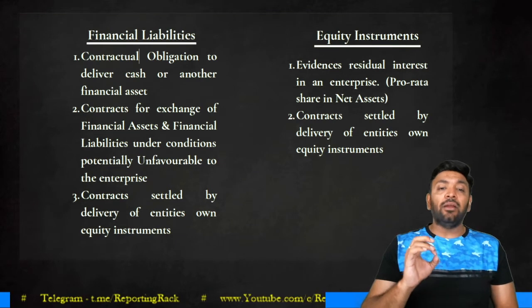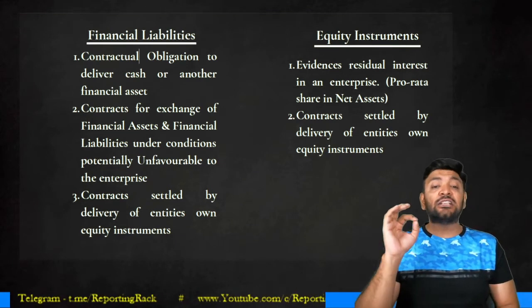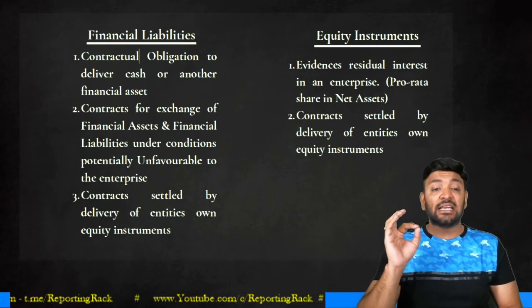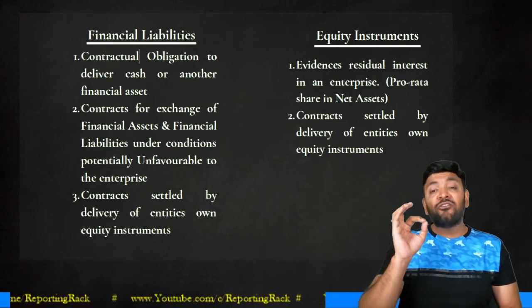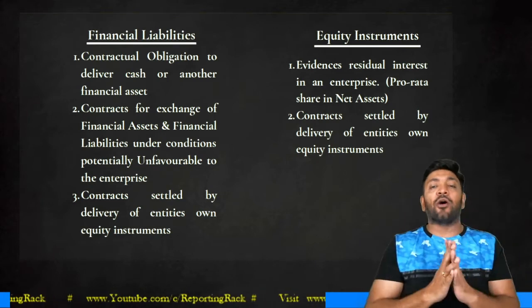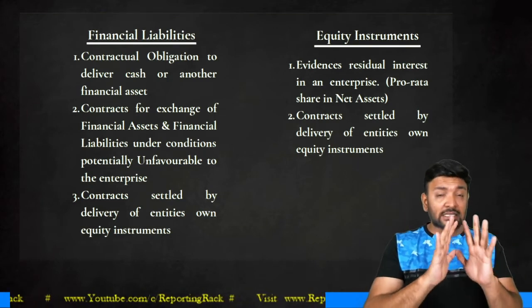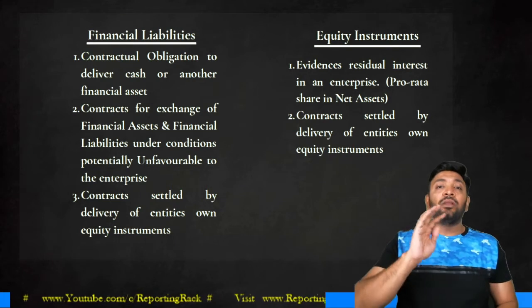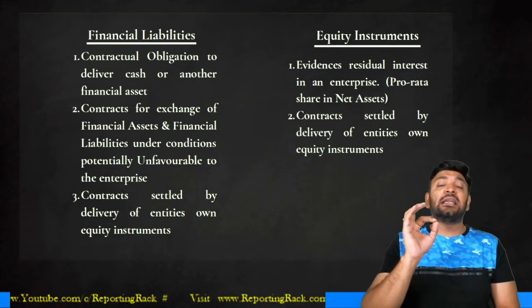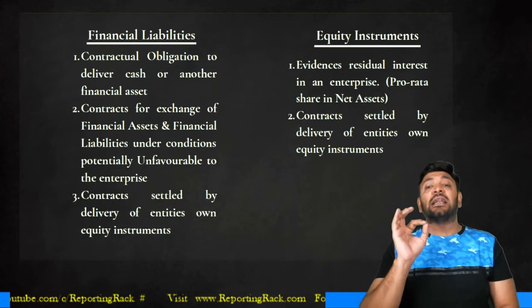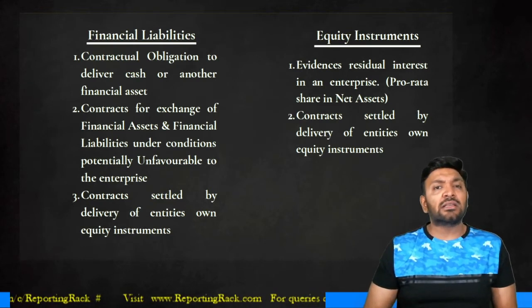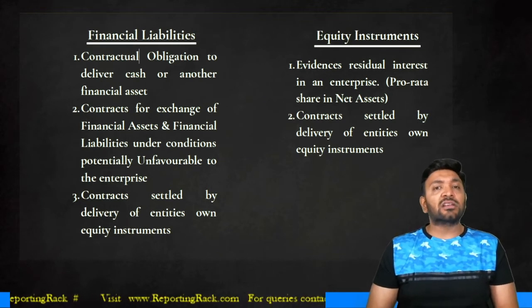The last one is the most important. Contracts settled by delivery of entity's own equity instruments. Contracts which are settled by delivery of entity's own equity instrument. That part is very important. Park it aside. I'll discuss it in detail. But come to equity instrument. Equity instrument is an instrument which evidences residual interest in the enterprise. What do you mean by residual interest? What is residual interest, first of all?